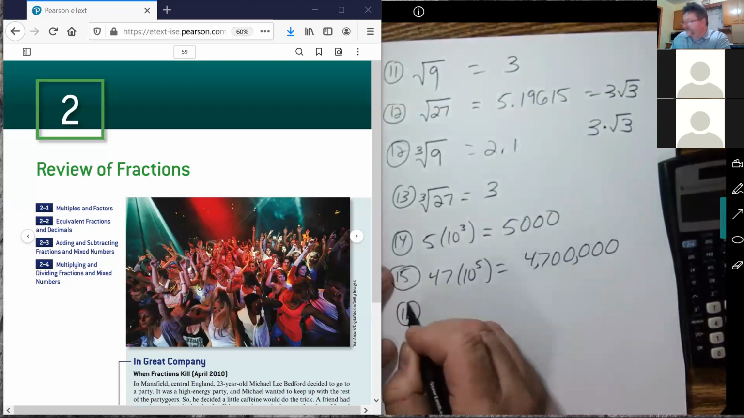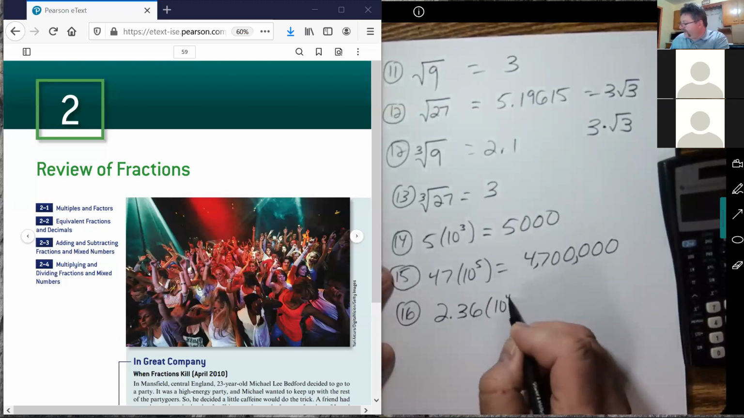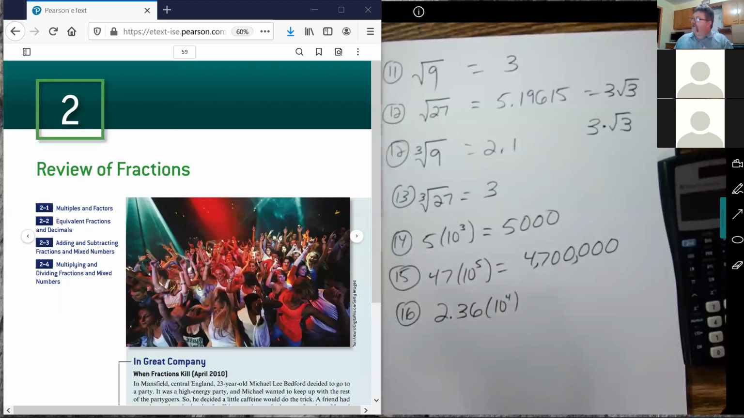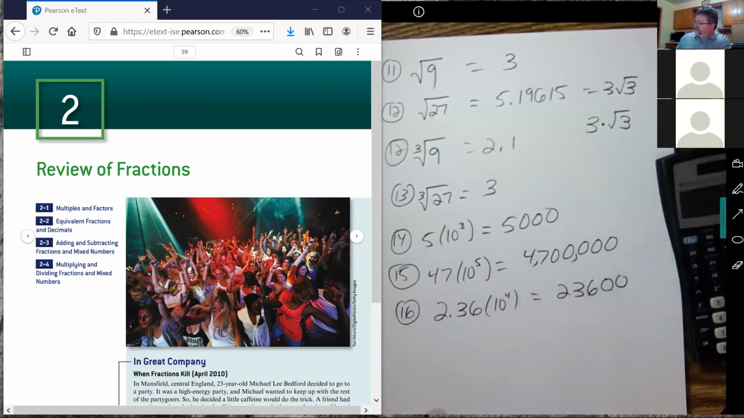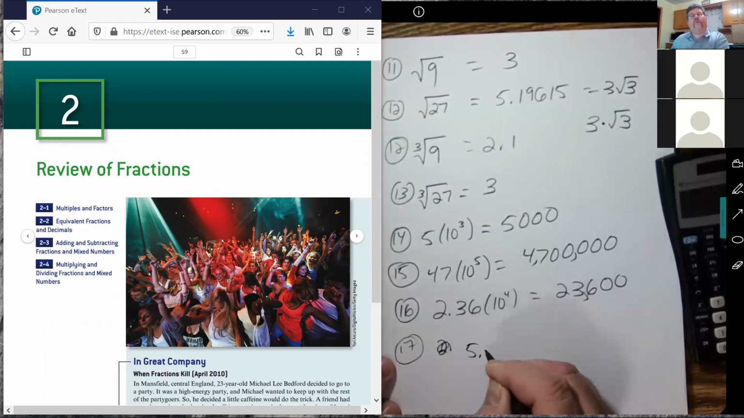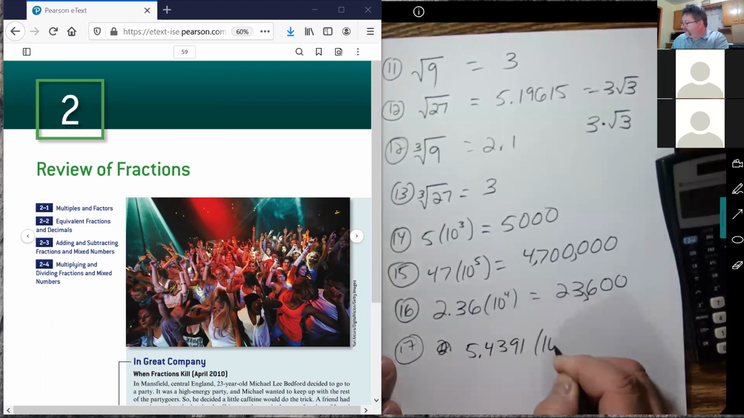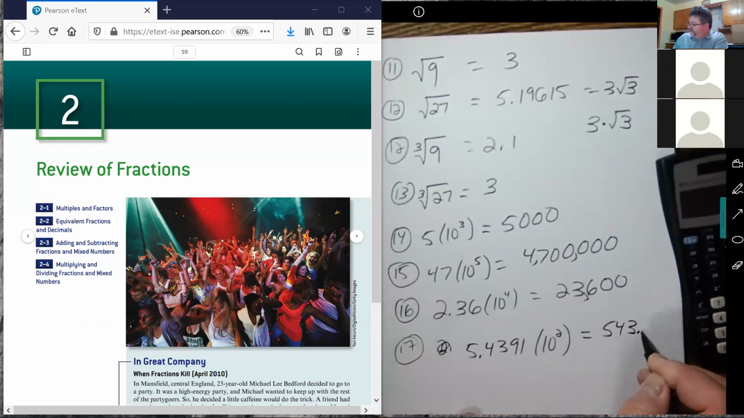Okay, now 16 is not quite as easy, you don't just tack zeros on the end because I've got this decimal here, it's 2.36. So 2 of these powers of 10 are just going to shift that decimal to make it 236, but then I'm going to have 2 more powers of 10. So on top of my 236, I need a couple of zeros. So it's 23,600. All right, and then 17 is similar, 5.4391 times 10 to the 2nd power. Well, I'm only going to move that decimal 2 places. So it's going to be 543.91.